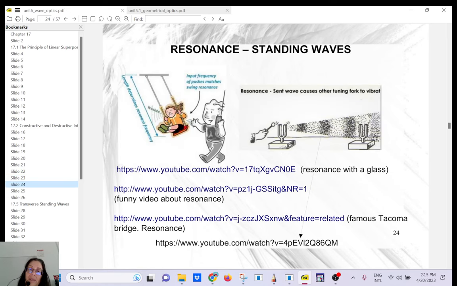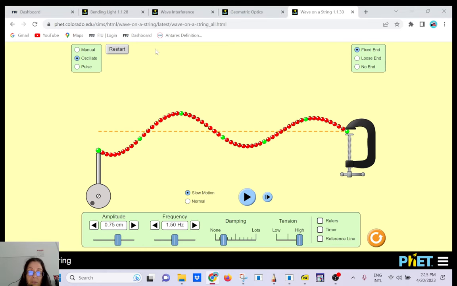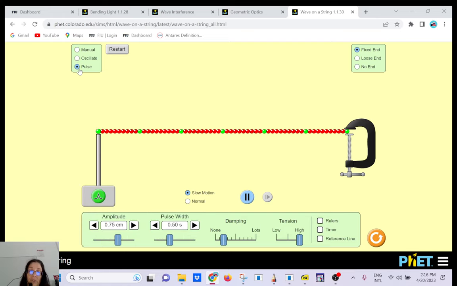Okay, and then standing waves. I want to talk about standing waves because it's about music. I showed you that before, so let's go back to here. Let's make it slow. What's going to happen when I oscillate? Let's make a pulse to see what's happening. You see, it's going to move, it has a speed that depends on the tension, and then it's going to come back. It's going to be reflected, right?